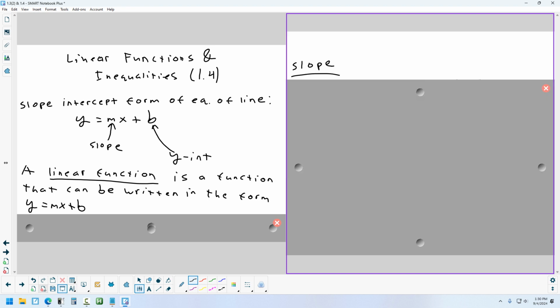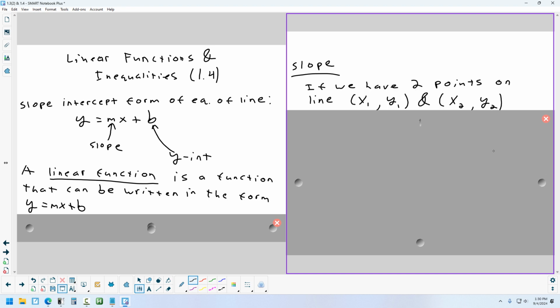So I want to talk a little bit more about the m part, which is the slope. Sometimes people remember the slope, there's two words. They both begin with an R. Does anybody remember the two words I'm thinking of? The blank over the blank? Yep. Rise over run. Rise over run.